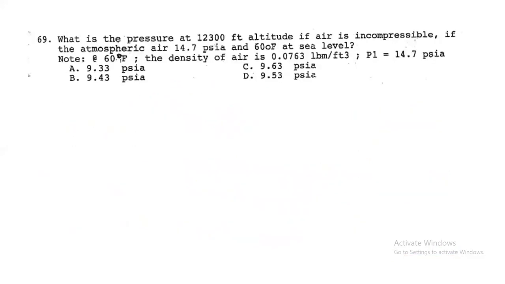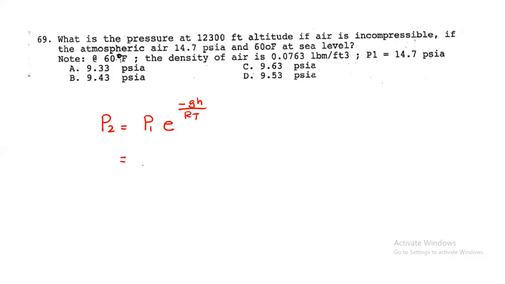What is the pressure at 12,300 feet altitude if air is incompressible? If the atmospheric air is 14.7 psia and 60 degree Fahrenheit at sea level. So note at 60 degree Fahrenheit the density of air is 0.0763 and P1 is 14.7. So paano itong P69? So sabi niya the air is incompressible. So paano gagamitin natin dyan? So P2 is equals to P1 E raised to negative GH over RT. So, yan yung gagamitin nating formula.